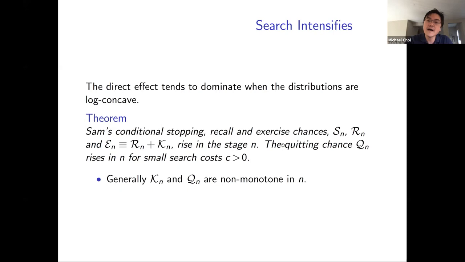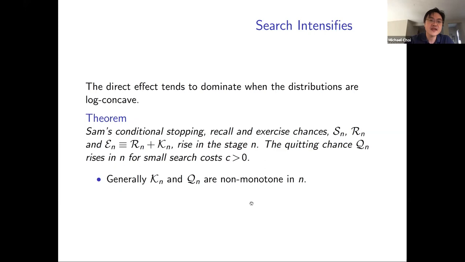The quitting chance is not necessarily monotone, because as you explore more and more options, of course you're more likely to stop, so in that sense you're more likely to quit. But at the same time, you're building up more inside options to recall. So you have more things to choose from, and you are not necessarily exercising your outside option. You might just pick one of the previously explored inside options. So the quitting chance is not monotone, but we have a condition to guarantee it, which is when search cost is small. So that's one side of it.